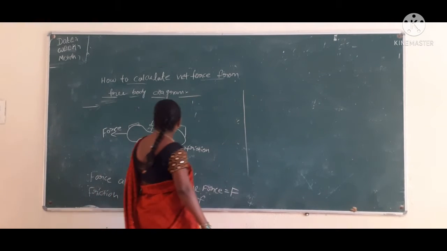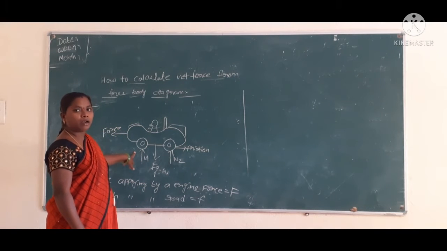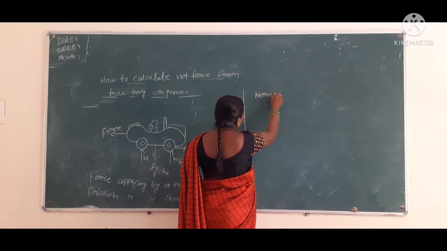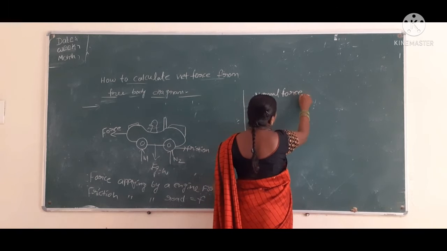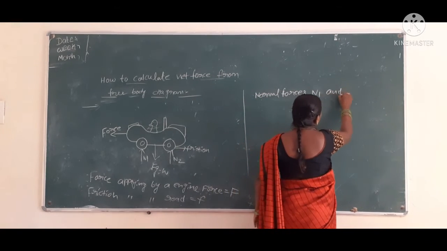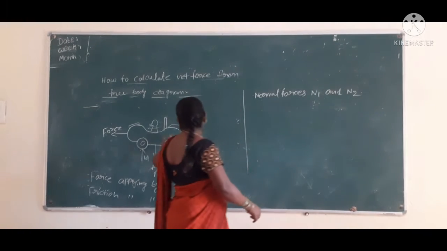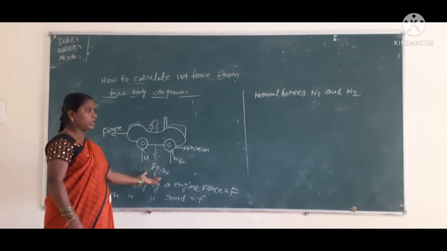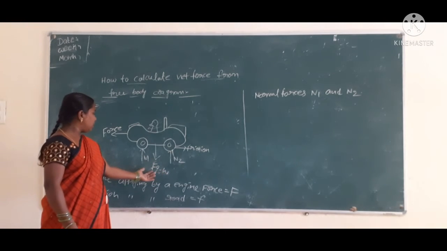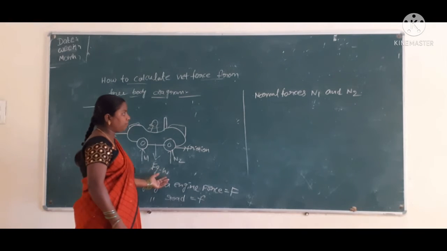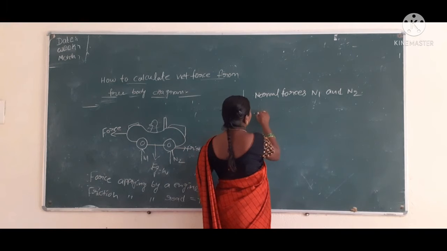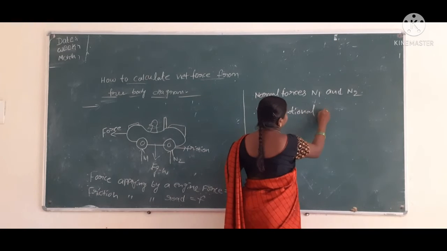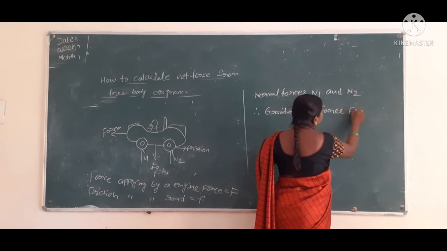And another, acting on the object, are the normal forces N1 and N2. In the free body diagram, weight acts in the downward direction. That is called the gravitational force. So Fg is equal to W.